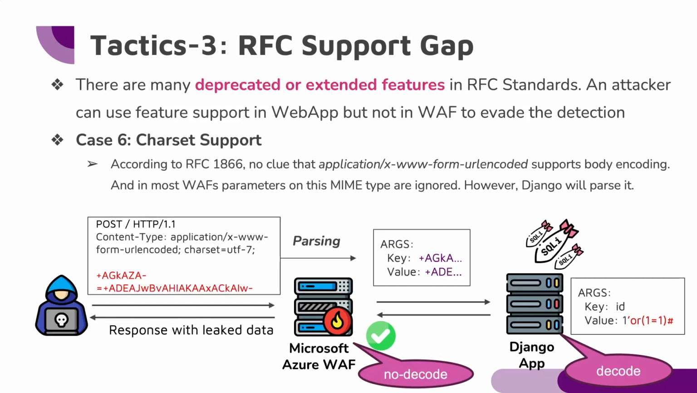In the next case of these tactics, we found that the Django app supports the charset parameter even when the content type is urlencoded, and most WAFs will not parse the charset parameter in this MIME type, so the attackers can use UTF-7 to encode his malicious payload and bypass WAFs like Microsoft Azure to launch SQL injection or command injection attacks to the Django app because it will decode the HTTP body with the charset parameter.